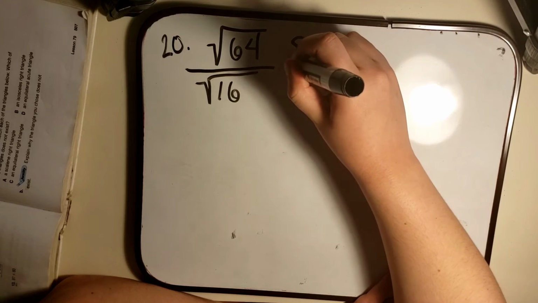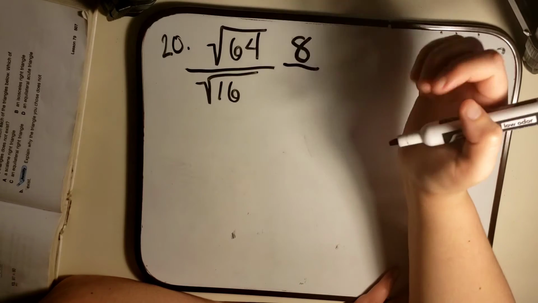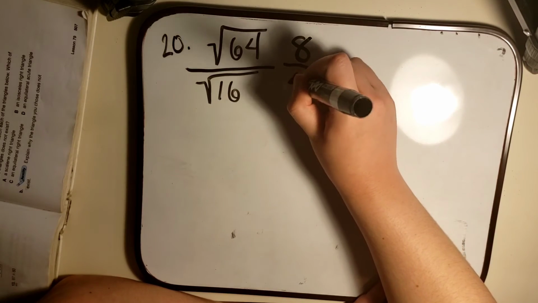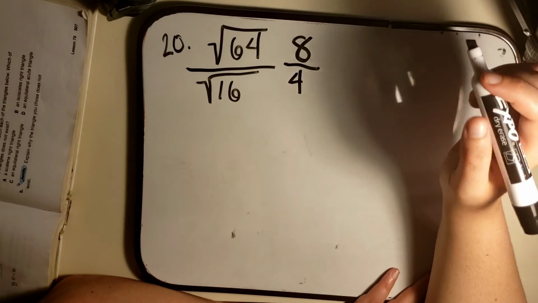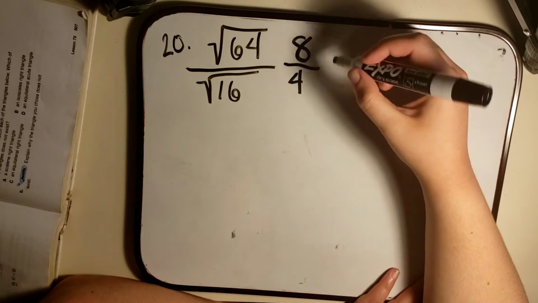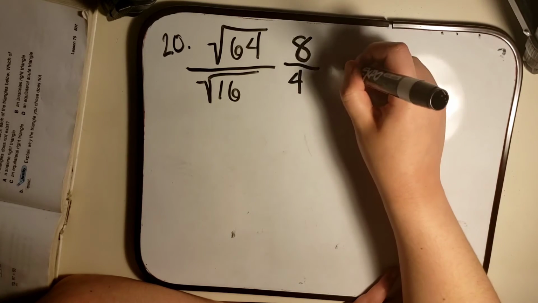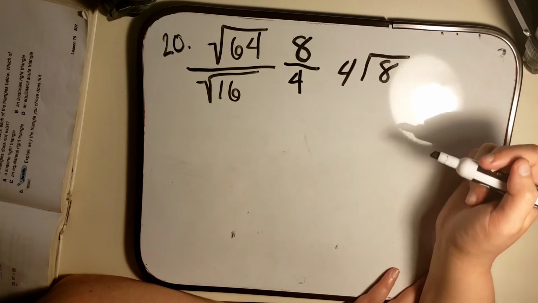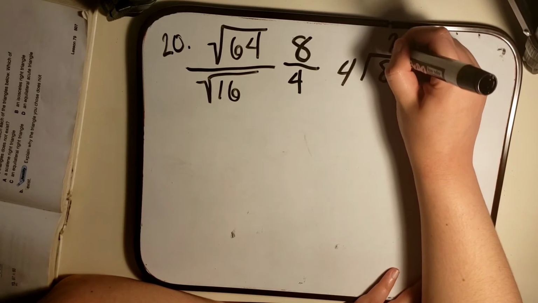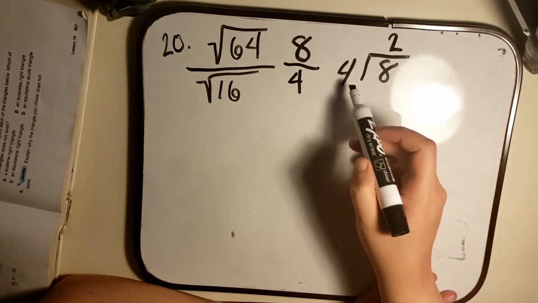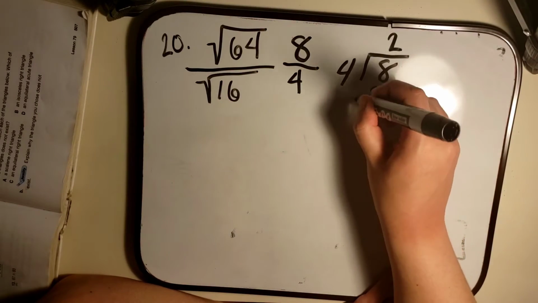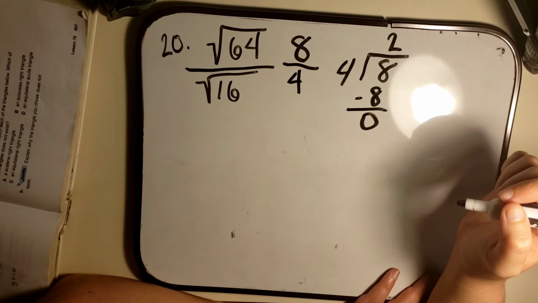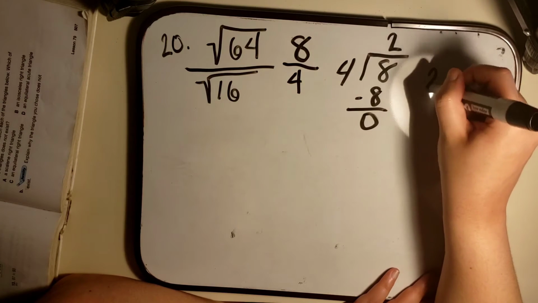There you go. And square root of 16, what times what equals 16? 4 times 4 equals 16. Now, it's still just division, so you might be used to seeing it like that. So 4 goes into 8 how many times? 2. Because 4 times 2 equals 8. So our answer then for number 20 is 2.